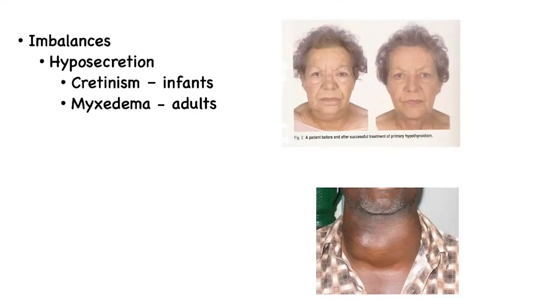In adults, hyposecretion is called myxedema. The edema is due to an accumulation of a mucopolysaccharide in the dermis that binds with water. Hypothyroidism will lead to increased secretion of TSH from the anterior pituitary due to the negative feedback mechanism. The thyroid gland will grow in response. An enlarged thyroid gland is called a goiter.